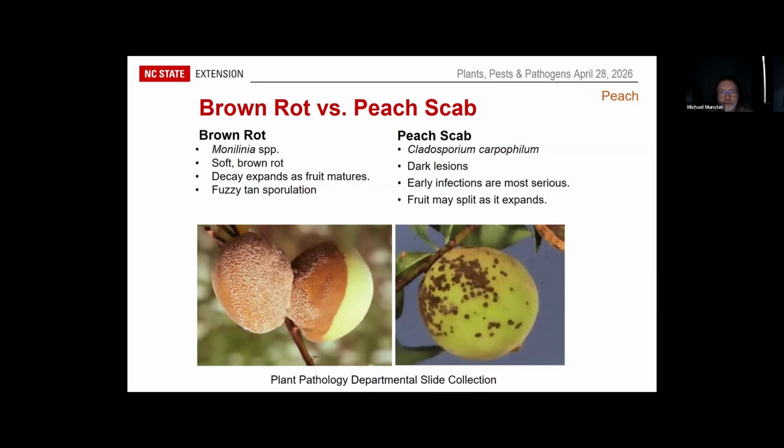I should mention the difference between brown rot and peach scab. So 2 different fungi involved, one causing that softer brown rot, the other causing darker lesions. And it's the early infections of the scab that are serious because you get enough of them there, and then that outer portion doesn't grow at the same rate the inner part is, and the fruit splits as it expands. At least that's the mechanism that I think is involved, but you do get splitting of the fruit there. So that's something you want to make sure and prevent, where the brown rot is something you're going to see as the fruit are maturing.